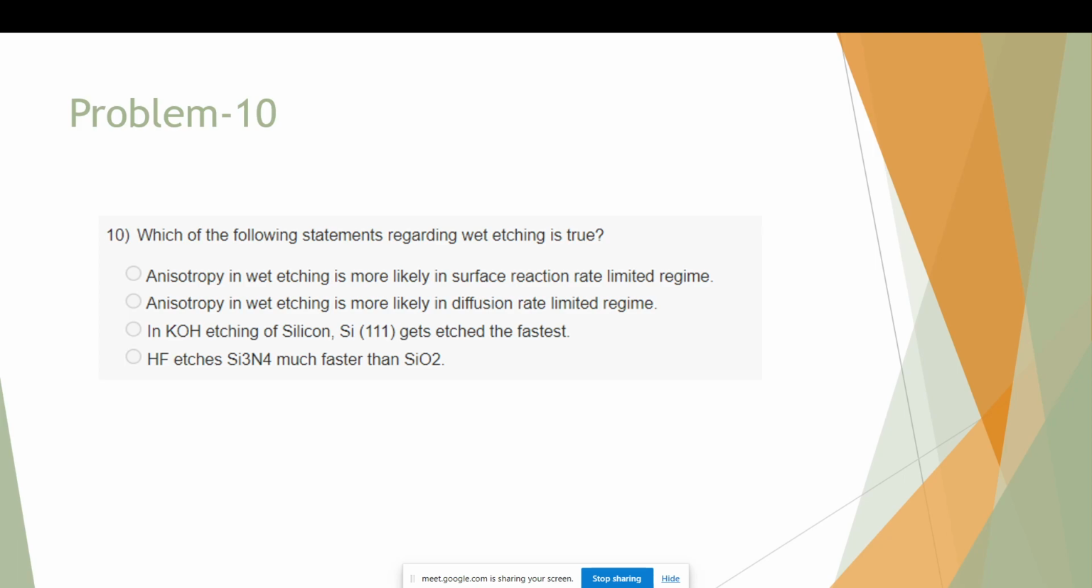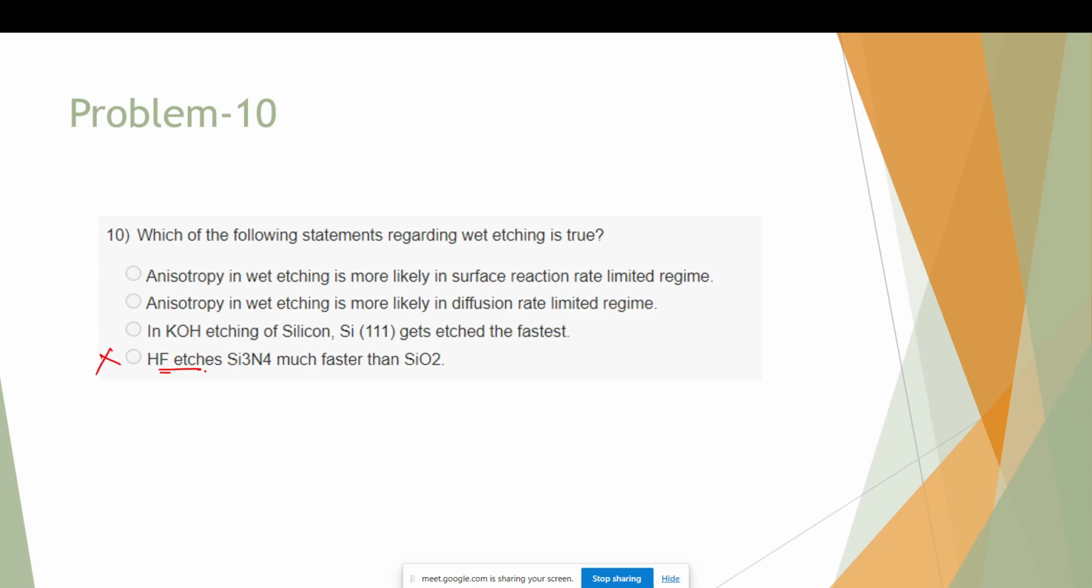Which of the following statements regarding wet etching is true? Anisotropy in wet etching is more likely in surface reaction rate limited regime. Anisotropy is more likely in diffusion rate limited regime. In KOH etching of silicon, this gets etched the fastest, and HF etches. Okay. So, this is definitely wrong.